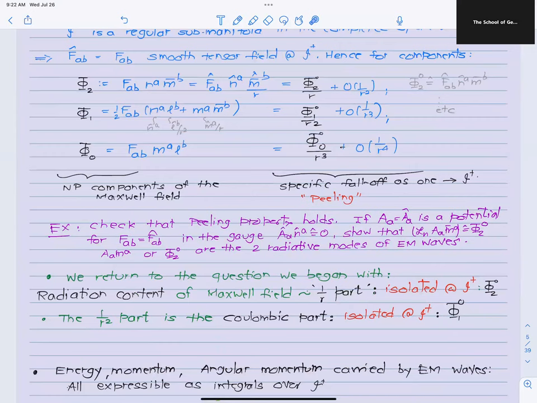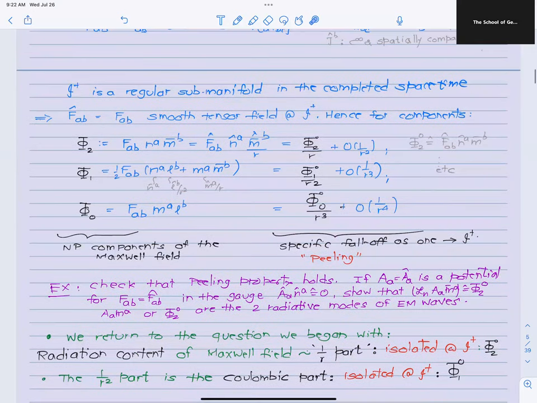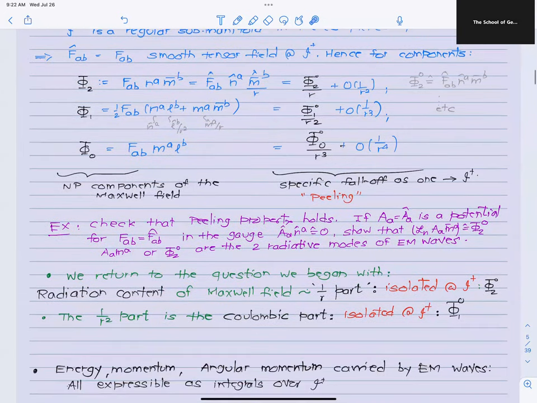This is just a consequence of the fact that F hat AB is a perfectly smooth tensor field at scri. F hat AB is a smooth tensor field, and all these hatted null vectors are also smooth, and that just tells us that the physical space field phi 2 must fall like 1 upon r, and the coefficient is phi 2 naught, and so on.